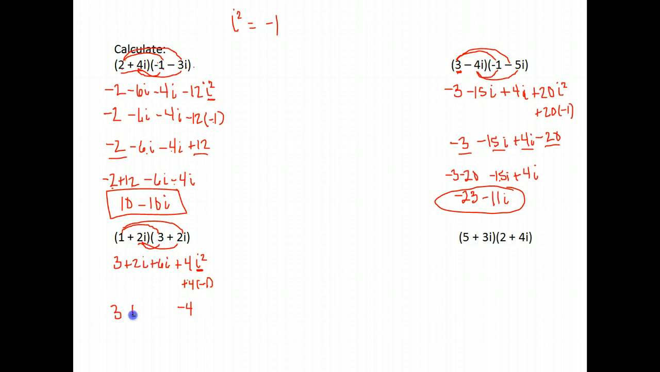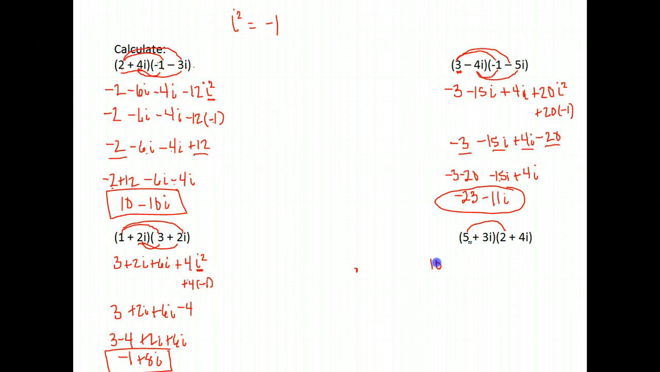So I have 3 plus 2i plus 6i, and this is -4. Right? I have 3 and -4 go together. The 2i and the 6i go together. 3 minus 4 is -1, and 2 plus 6 is 8i. So we get -1 plus 8i. And you may, in the end, probably shortcut some of that a bit once you get used to using that i squared. All right, next, here we go.